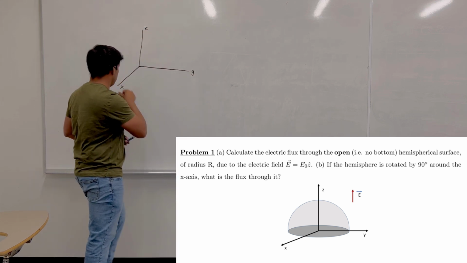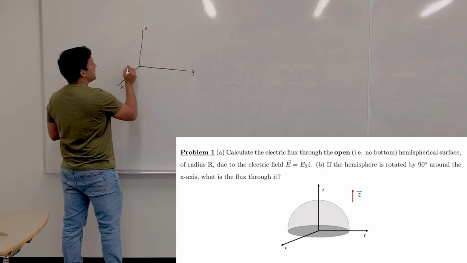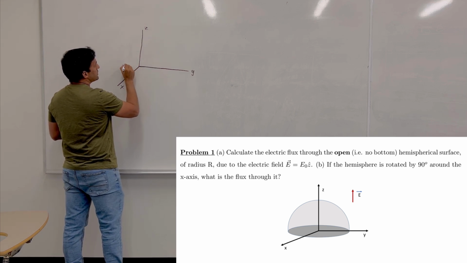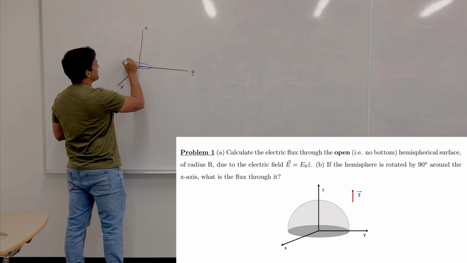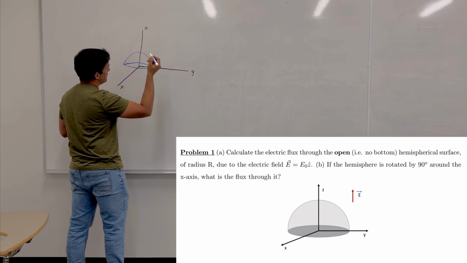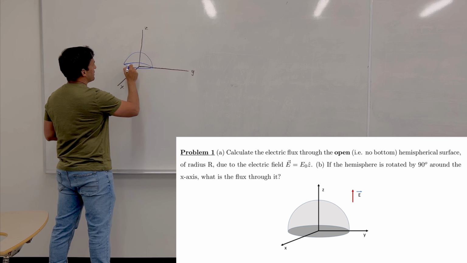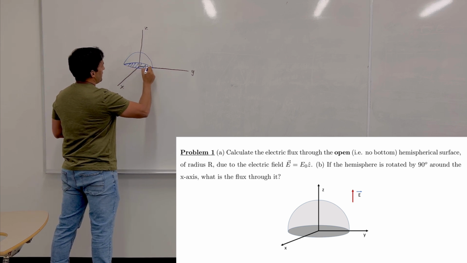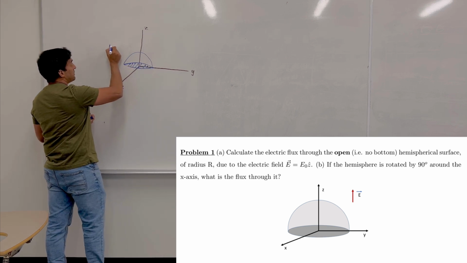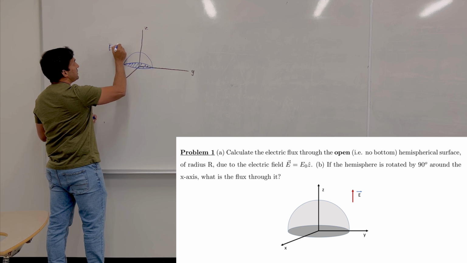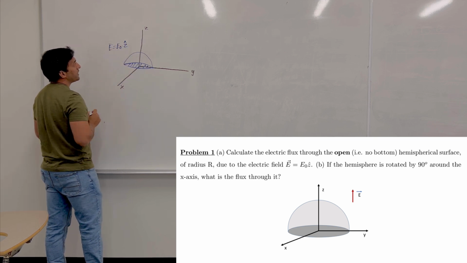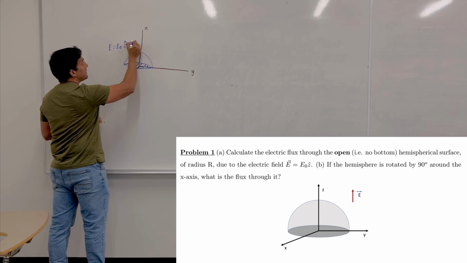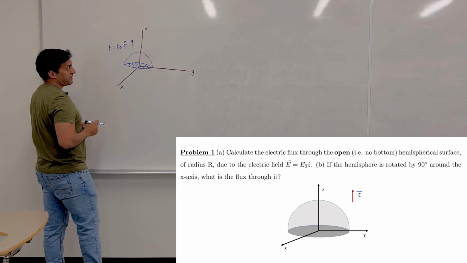And then we have a hemisphere, so it's like this at the origin, and then the shape is like this, so it's called a northern hemisphere. And then we have an electric field with magnitude E naught, and its direction is z. So the electric field is going in this direction, parallel to the z-axis.